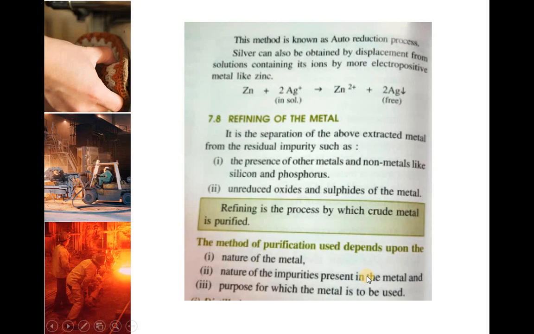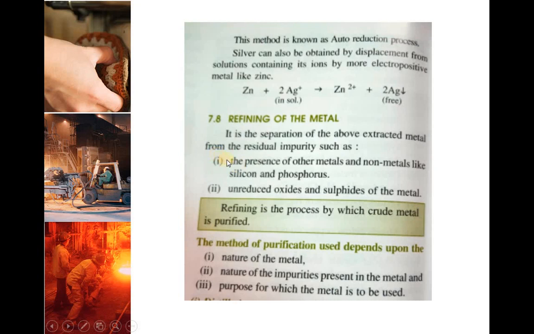Silver is obtained by displacement from solutions containing its ions by a more electropositive metal like zinc. Any solution of silver you can take, and if it reacts with zinc, zinc will get an ion from silver and silver will be deposited.